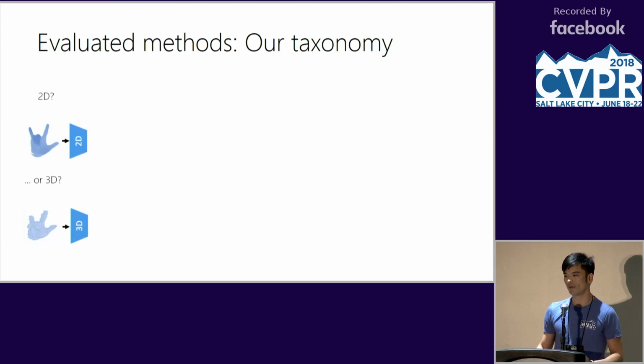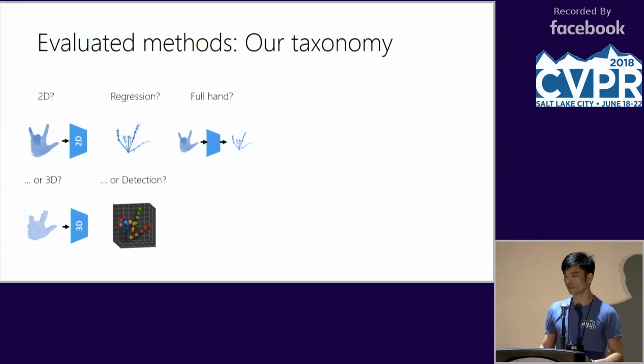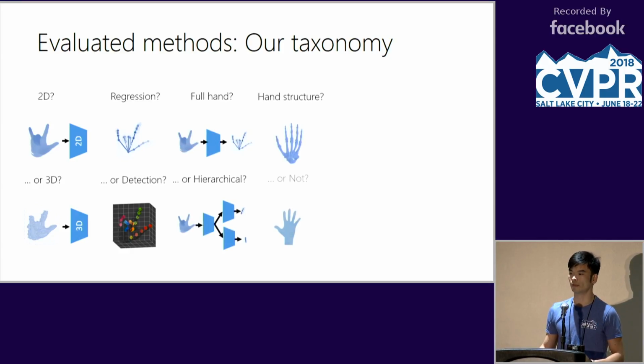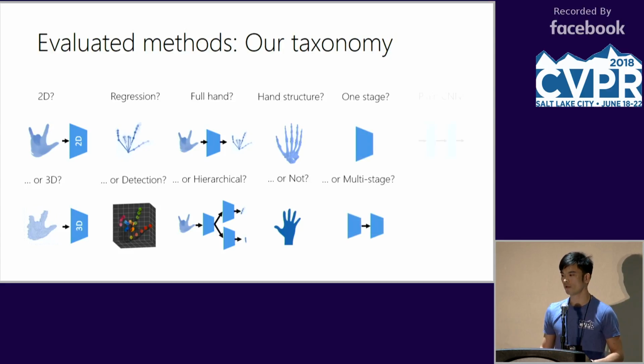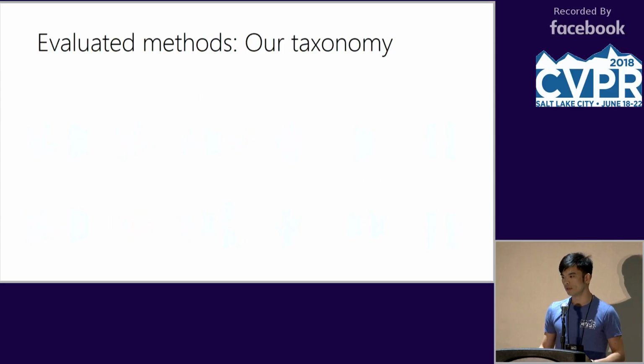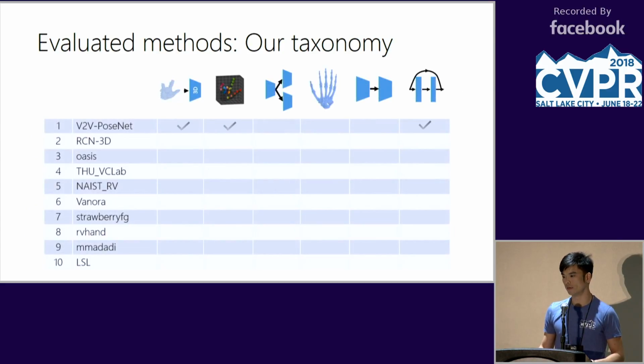We divided these methods into different categories using the following criteria, for example, whether the method uses hand structure, whether it is one stage or multiple stage, or whether it uses ResNet. The full taxonomy of the work is like this.